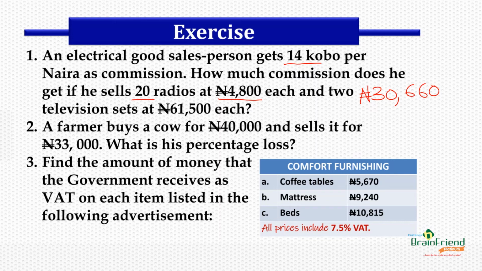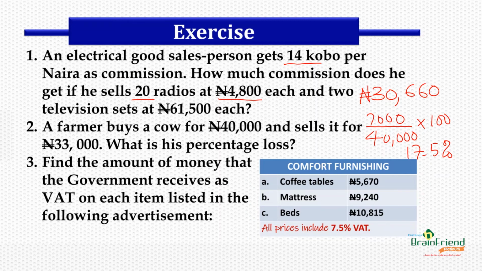The second question says a farmer buys a cow for 40,000 naira and sells it for 33,000 naira. What is his percentage loss? Now, to do that, we will simply subtract 33,000 from 40,000. That will give us 7,000. So to find the percentage of his loss, we would have 7,000 over 40,000. Then multiply the result by 100. And that will give us 17.5%.